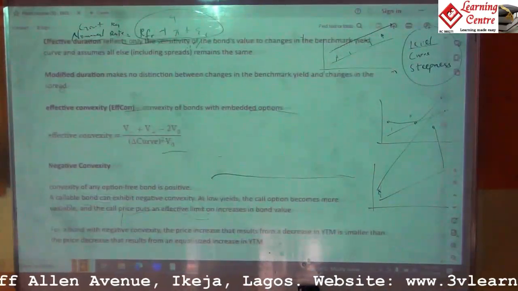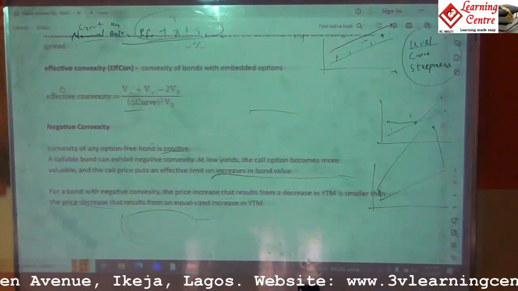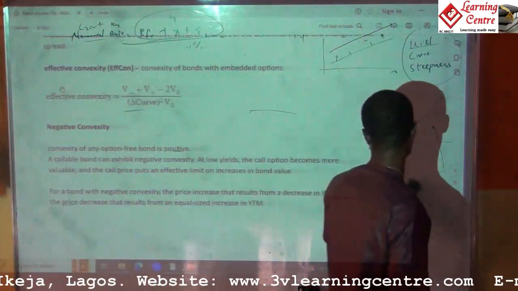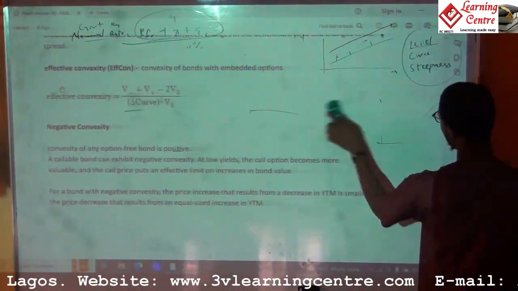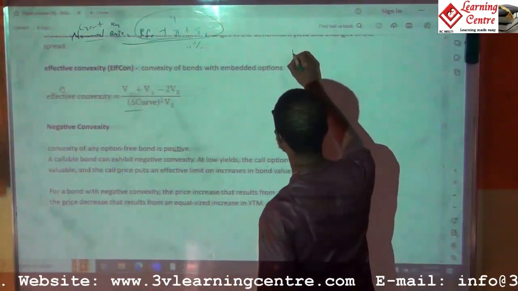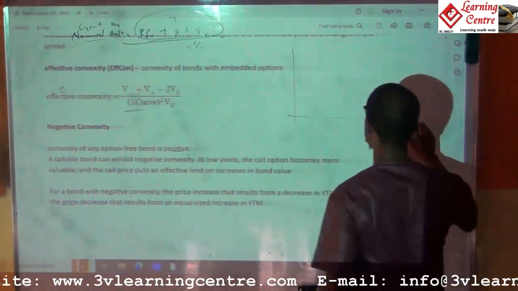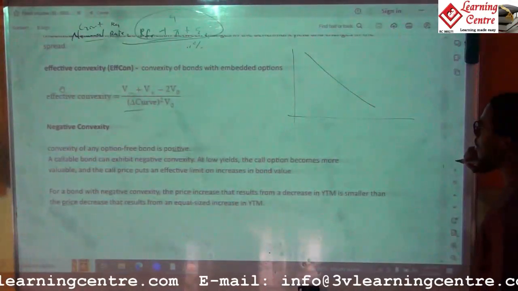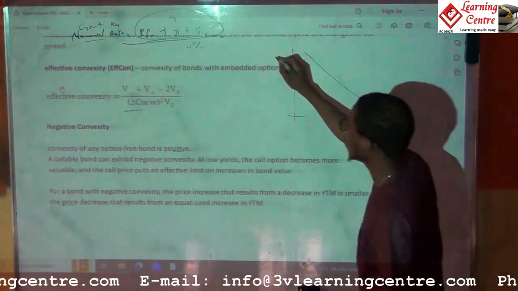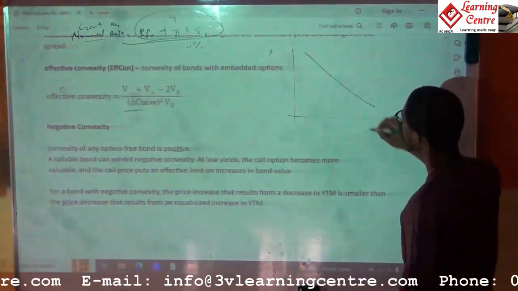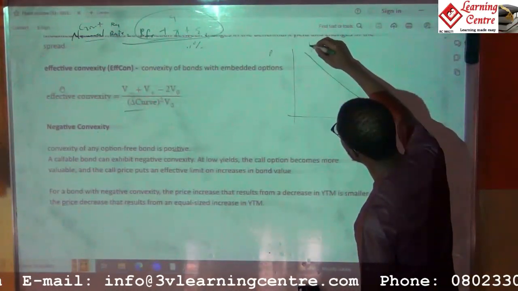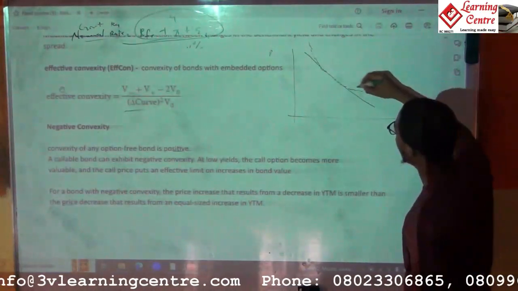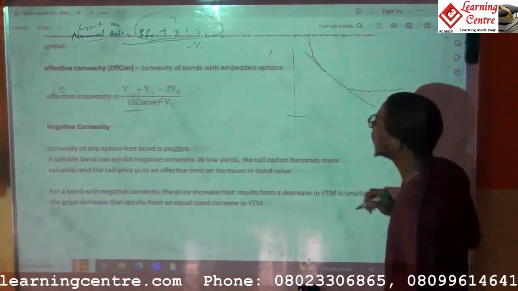At what point do we have negative convexity? And what do we call negative convexity? Earlier, we said we don't assume a straight line between price and yield. We assume that there is a bit of curvature this way. But this one we just talked about here is a straight-line, option-free bond.